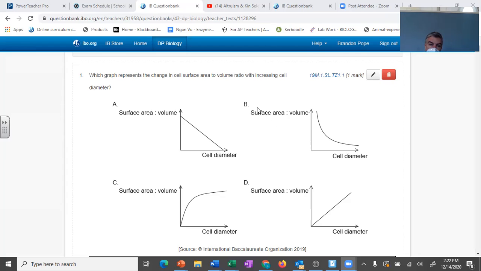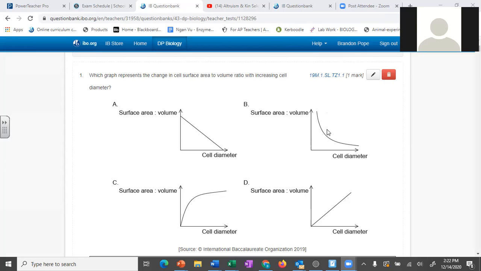But I wasn't looking at this. I was literally looking at volume. I wasn't even looking where it says surface area. I'm a complete idiot. I was literally looking at just volume and not seeing the surface area. Yeah, so it has to be B, because your surface area to volume ratio is going to decrease.